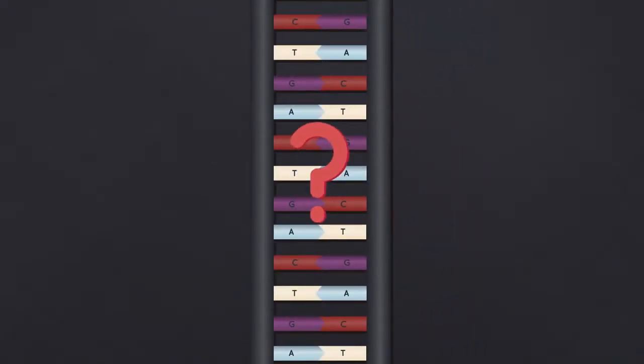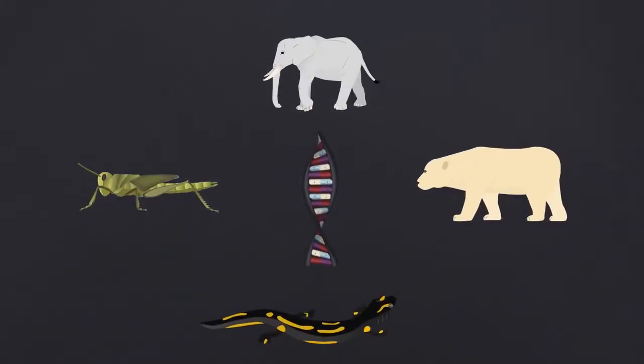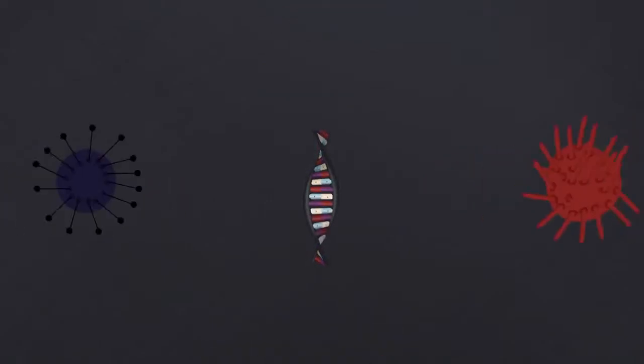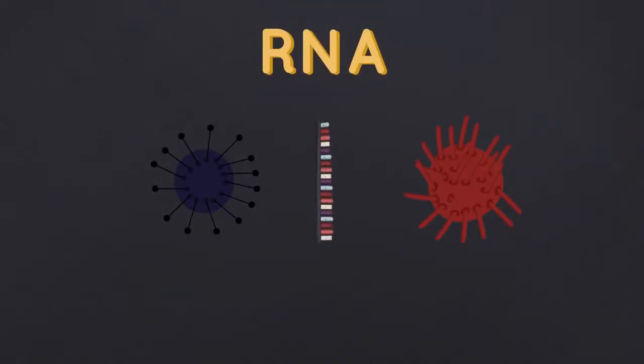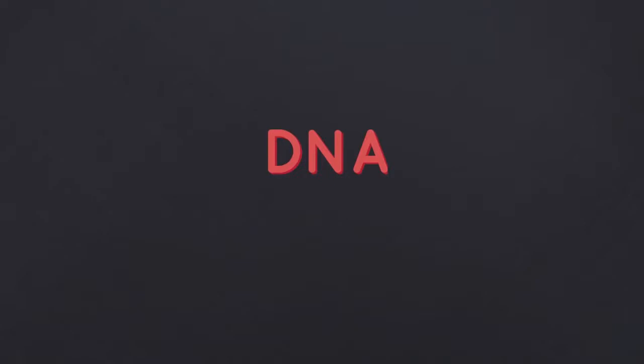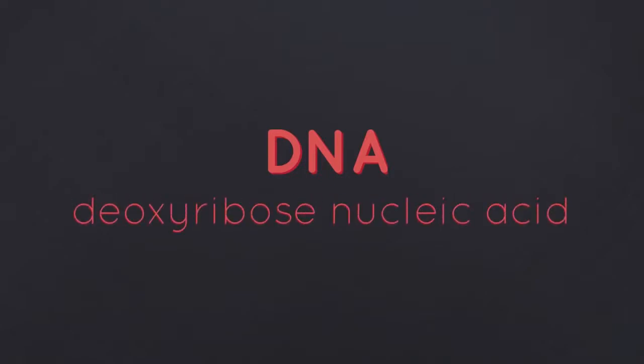What it usually is and what it is made of. All living things have DNA, or in the case of some viruses, they have RNA instead. DNA stands for deoxyribonucleic acid. Let's start with where it is found.